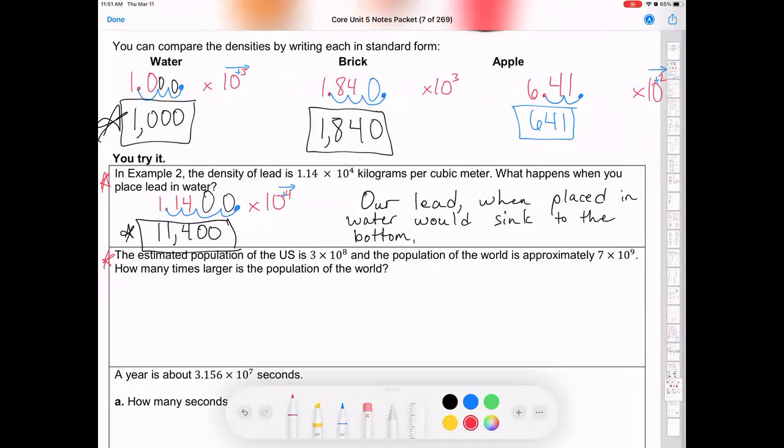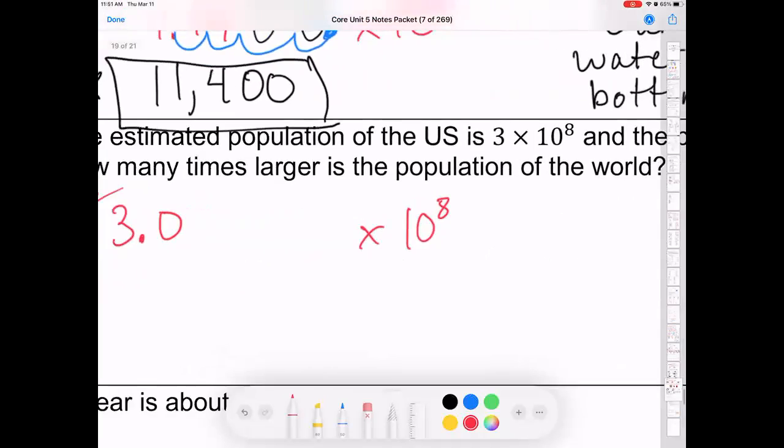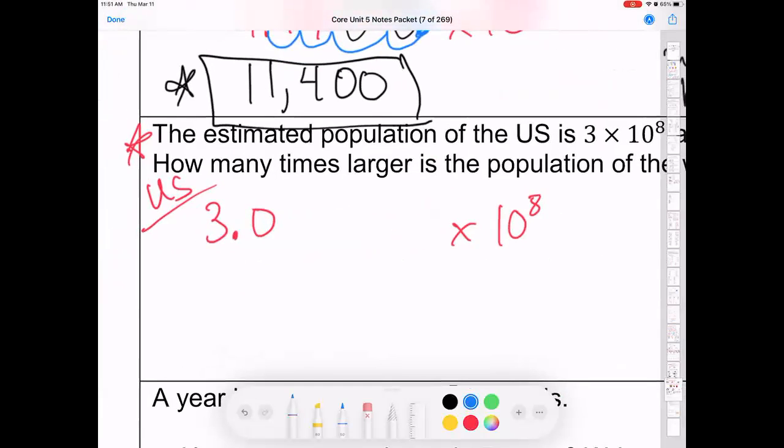So we have 3.0, this is for the US, times 10 raised to the 8th power. Let's go ahead and calculate that standard form. Because we have times 10 to the 8th, that is a positive 8, so we're going to move the decimal over to the right. We have 1, 2, 3, 4, 5, 6, 7, 8. And then anywhere we see those little bumps, we throw in zeros.